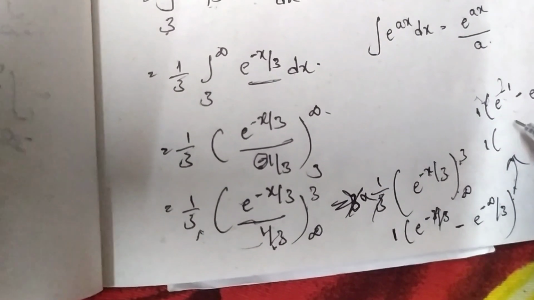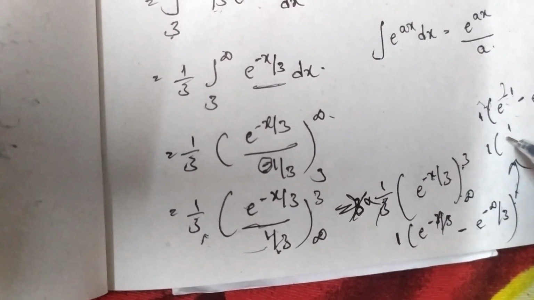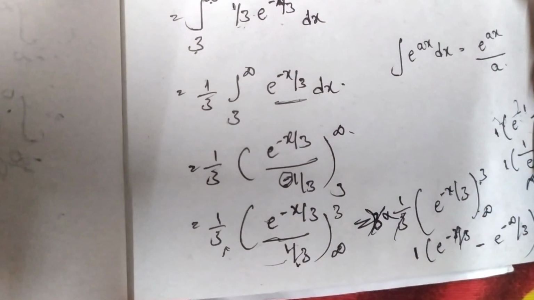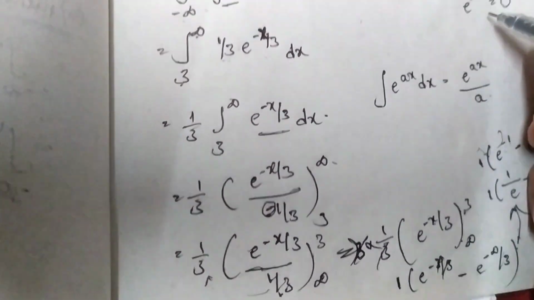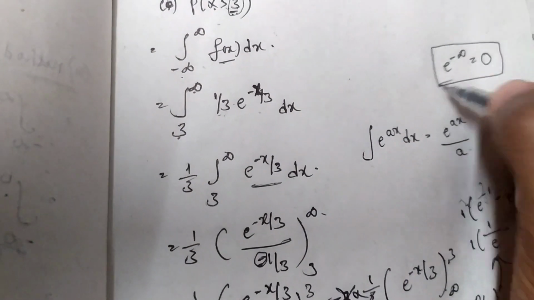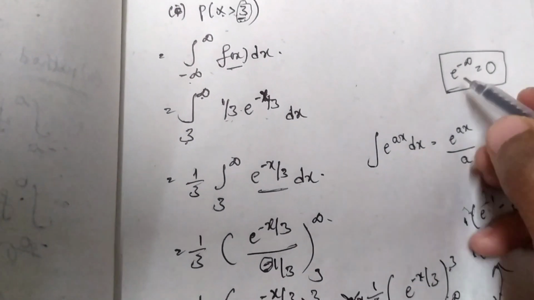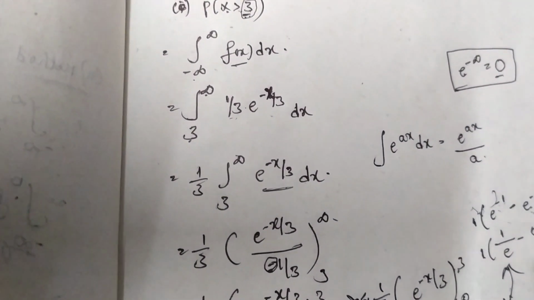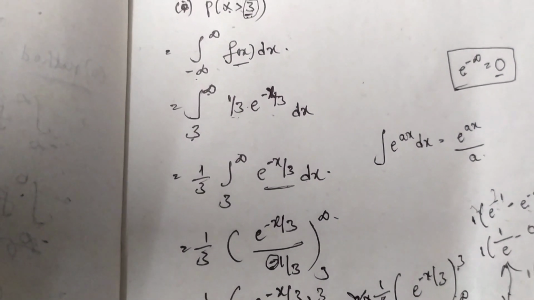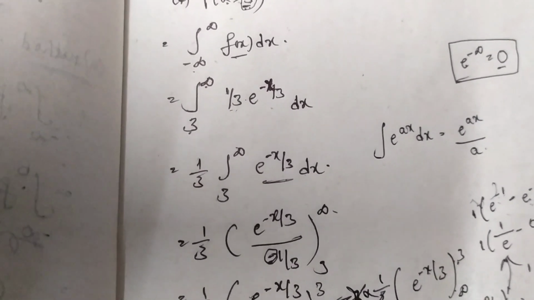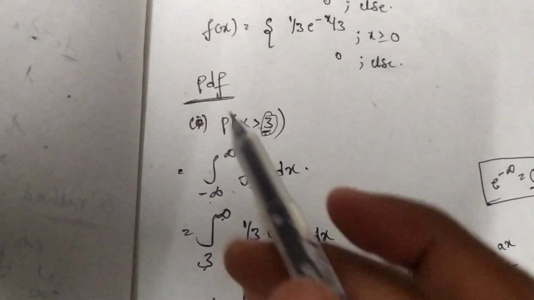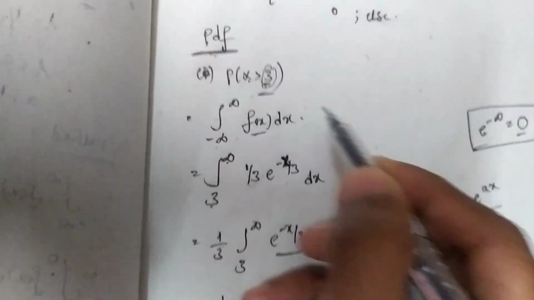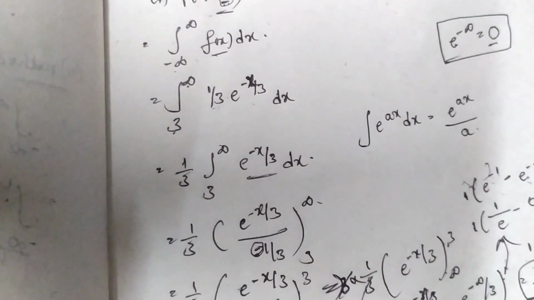Here e power minus 1 can be written as 1 by e, minus this one. Always, e power minus infinity is 0. We have to keep this property in mind: e power minus infinity is always 0. So placing 0 here, we get 1 into 1 by e, which is 1 by e. By using the PDF method, we get the probability of x greater than 3 as 1 by e.